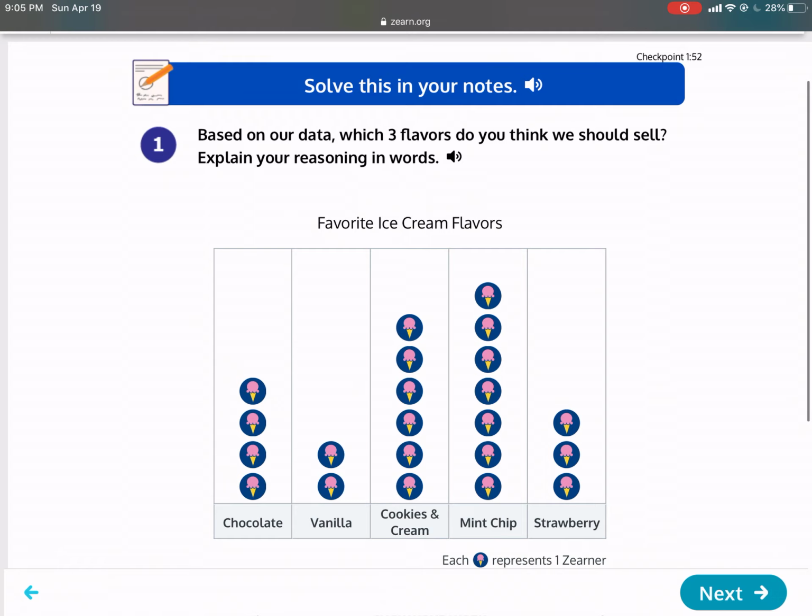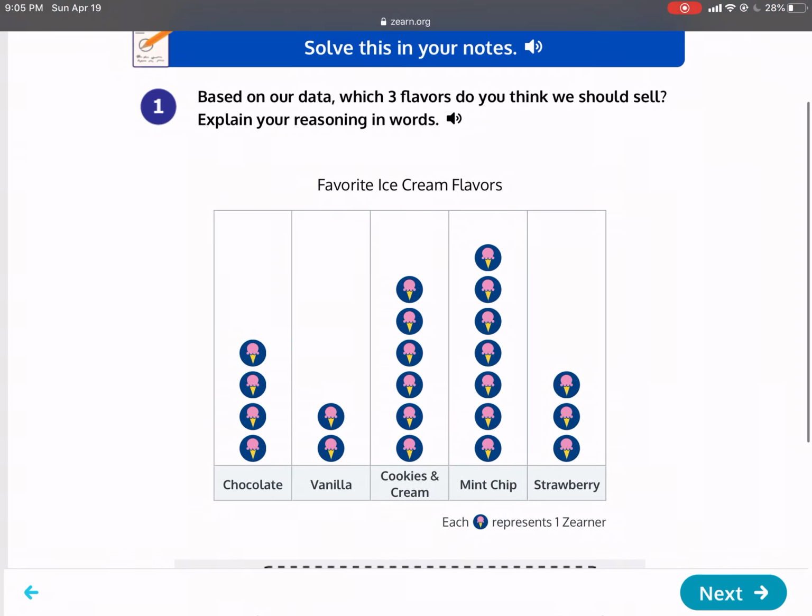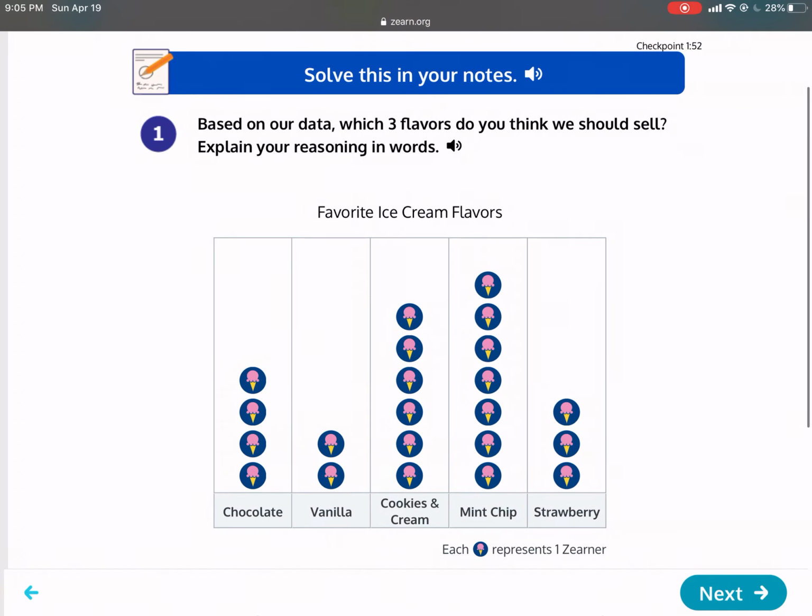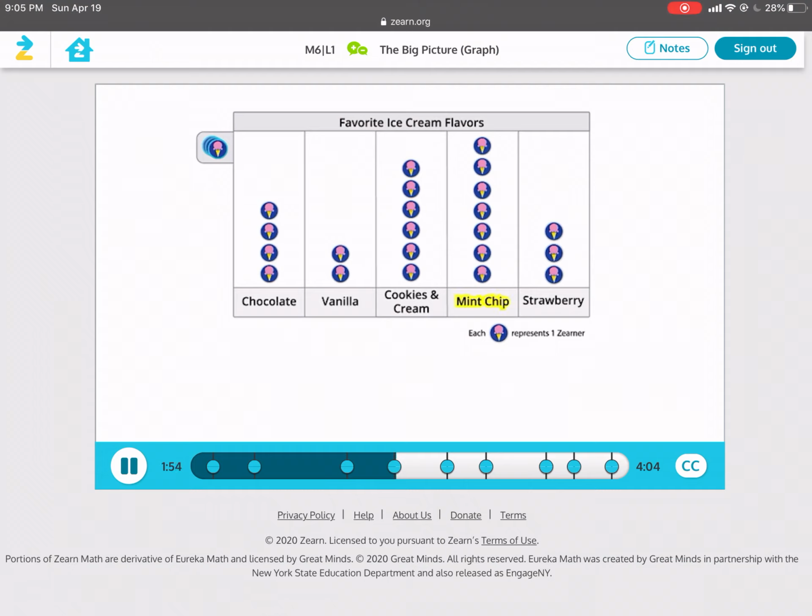Based on your data, which 3 flavors do you think we should sell? I would pick chocolate, cookies and cream, and mint chip, because those are the most popular ice cream flavors. I see that mint chip is the flavor that the most Zerners chose as their favorite, because it has the greatest number of ice cream cones. And vanilla is the flavor that was chosen the least, because it has the fewest number of cones.